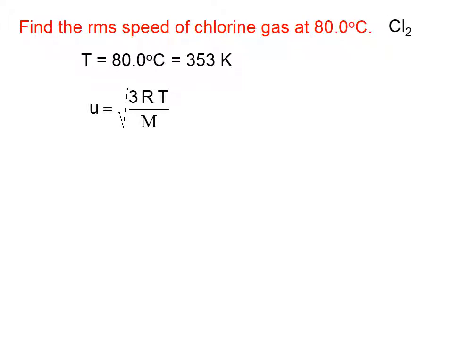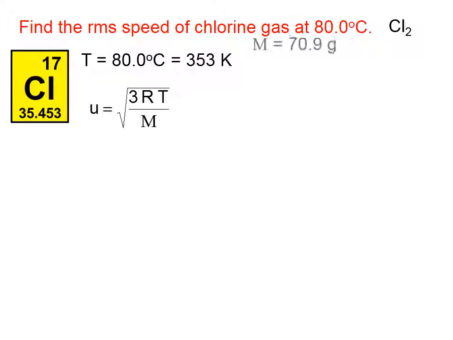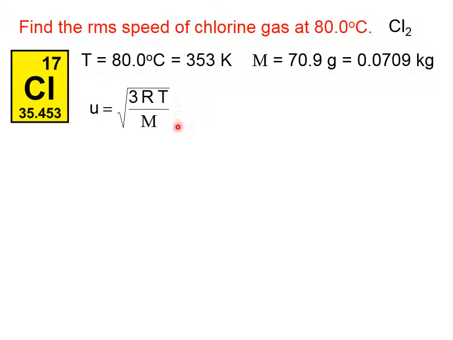Chlorine is diatomic, so it has the formula Cl2, and from the periodic table you can see I've taken a snapshot of chlorine's spot. Cl2 would have a molar mass of 70.9 grams. But the M in this equation must be in kilograms. So we're not going to put 70.9 under this square root sign. We're going to put 0.0709.